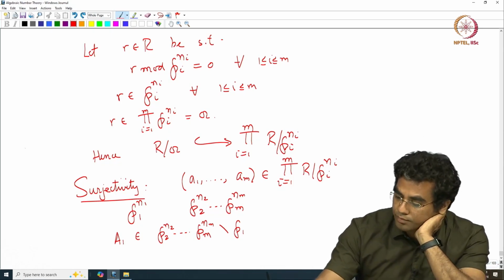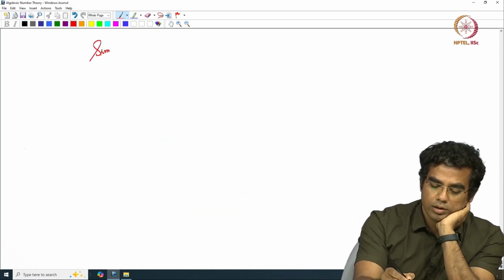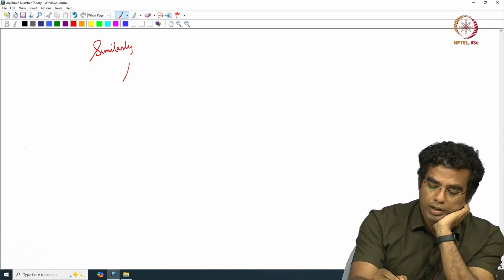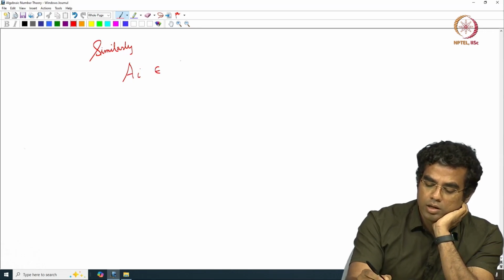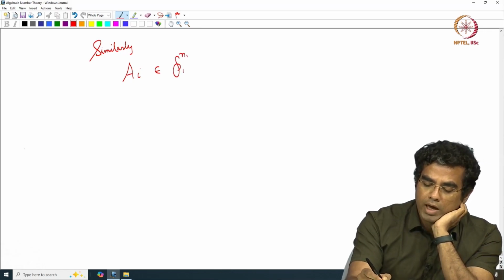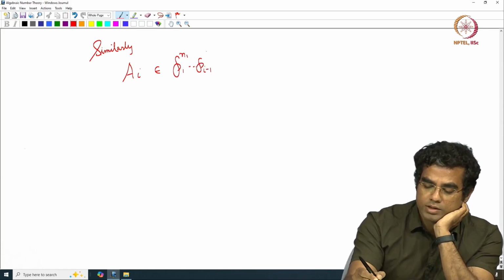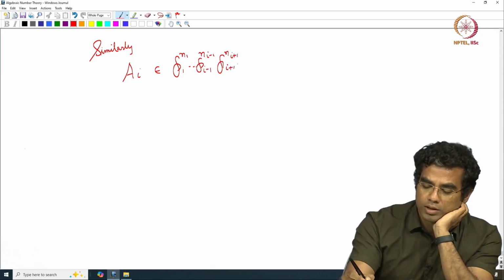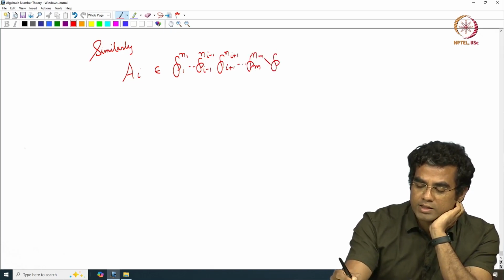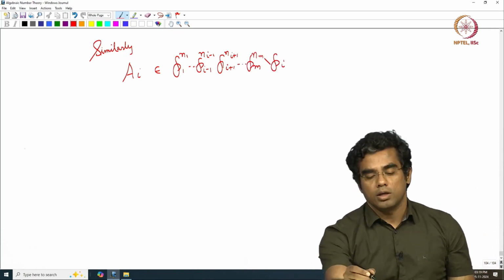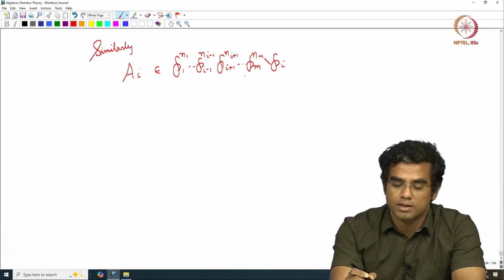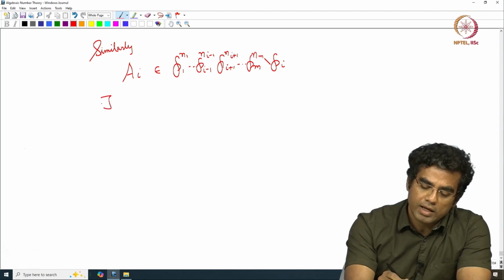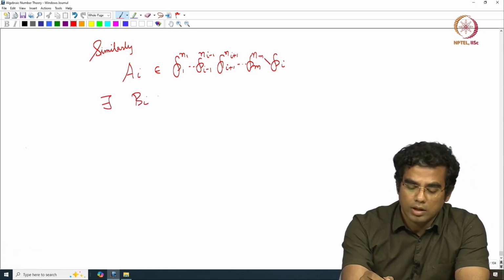Similarly, let Ai be in P1 to the N1 up to Pi minus 1 to the Ni minus 1, Pi plus 1 to the Ni plus 1 up to Pm to the Nm, minus Pi. So, you take everything out of this product except the ith term and let Ai be in this, but not in Pi.